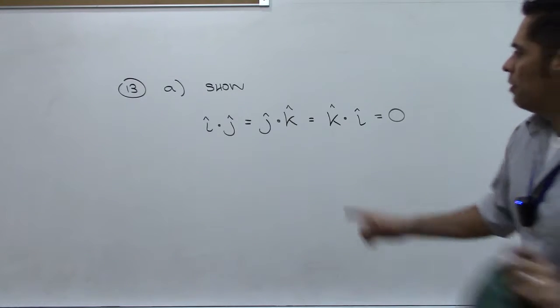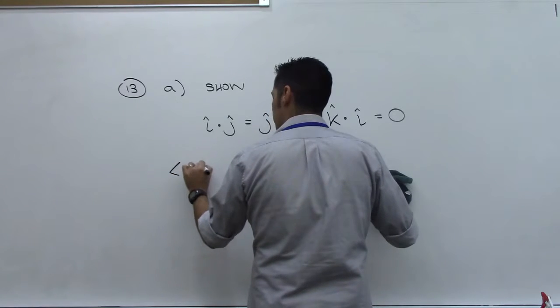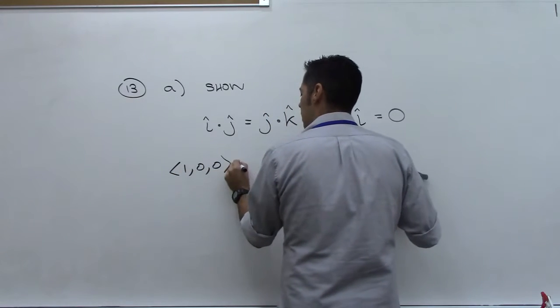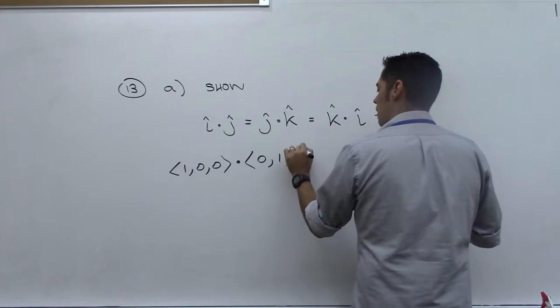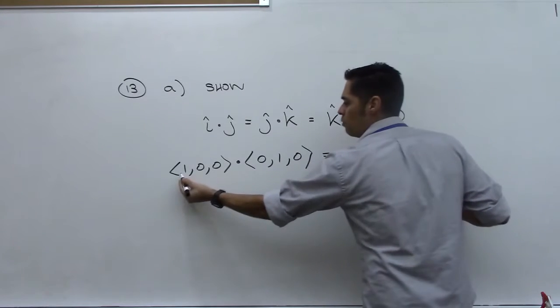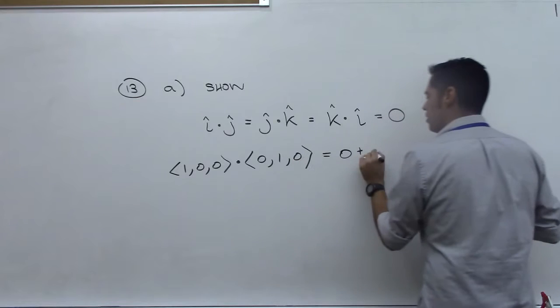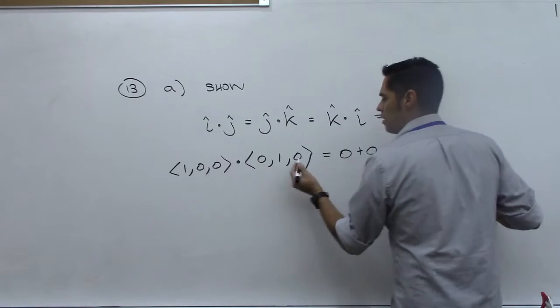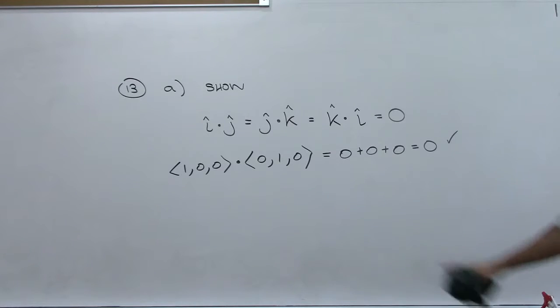So let's start with this first one. i hat, by definition, is this vector 1, 0, 0. I'm going to dot that with j hat, which is 0, 1, 0. So I'm just doing this one right here. And if I dot those, I do 1 times 0, which is 0, plus 0 times 1, which is 0, plus 0 times 0, which is 0, and that's 0. So far it checks. The first one's true.